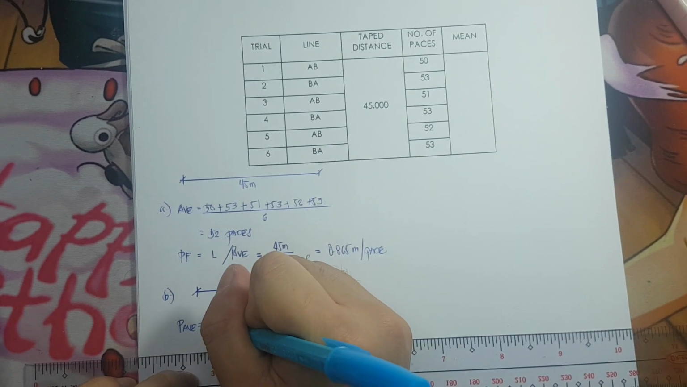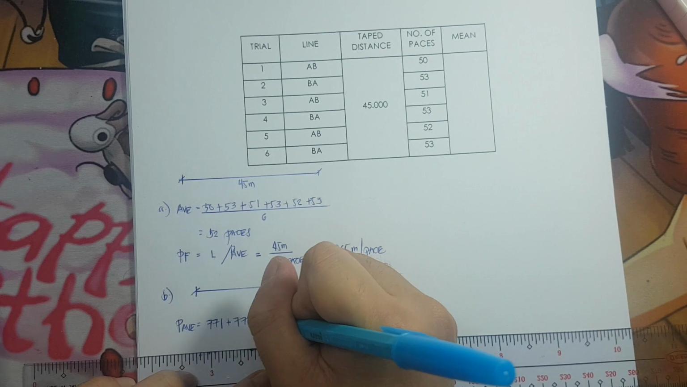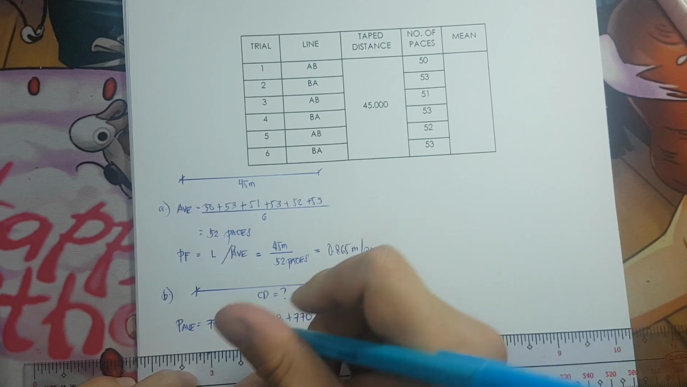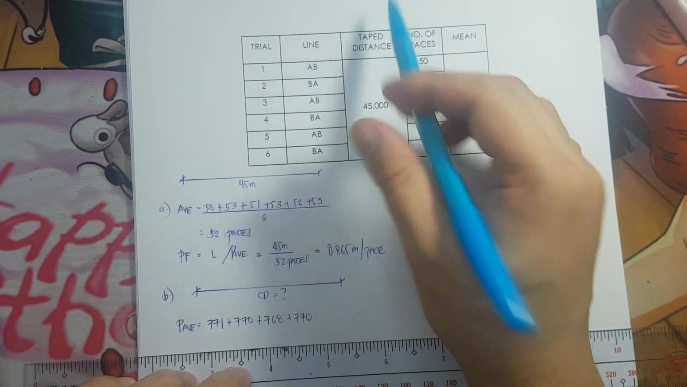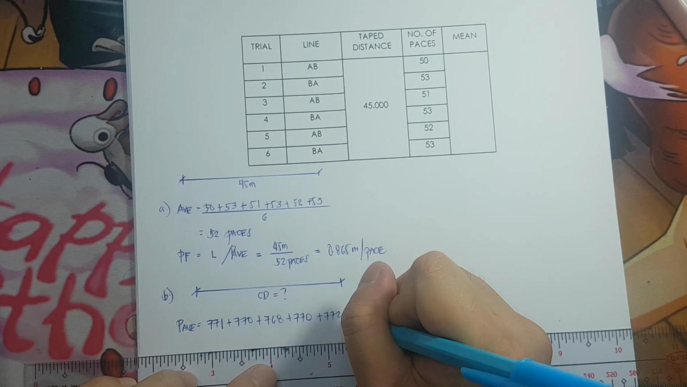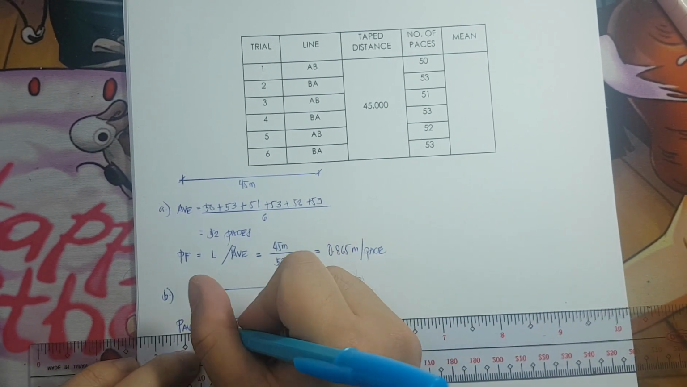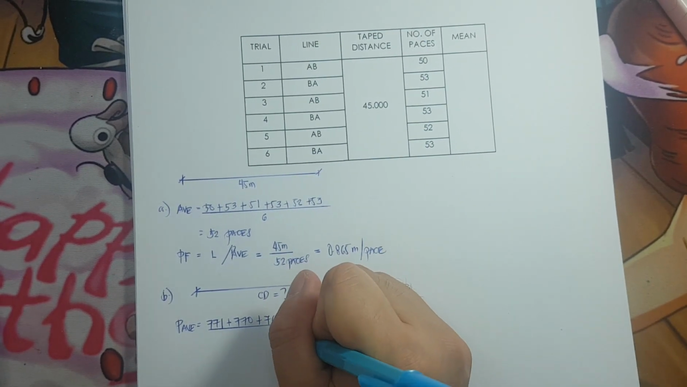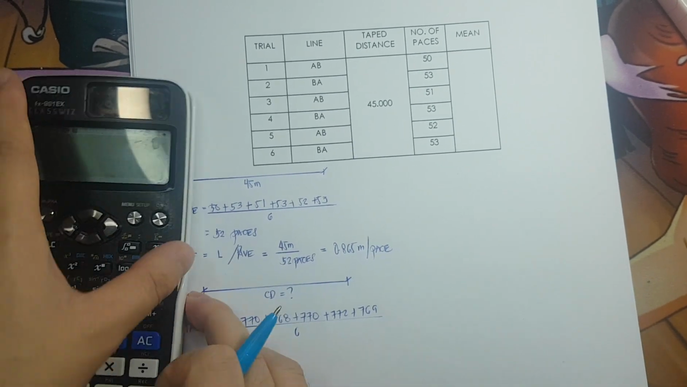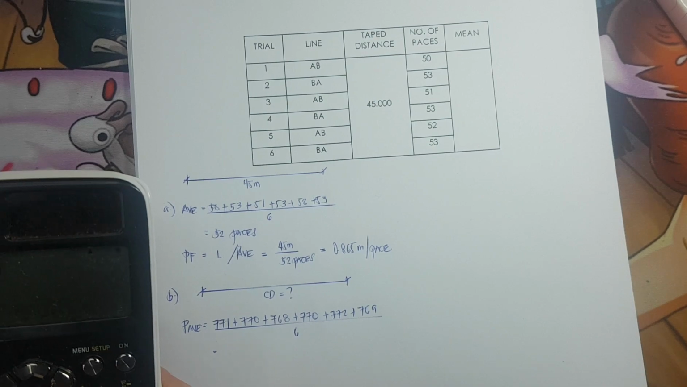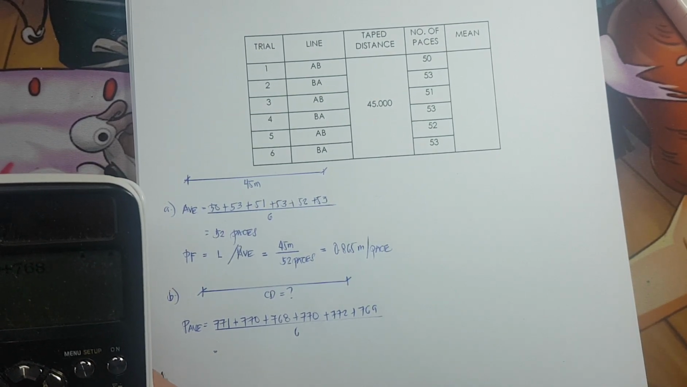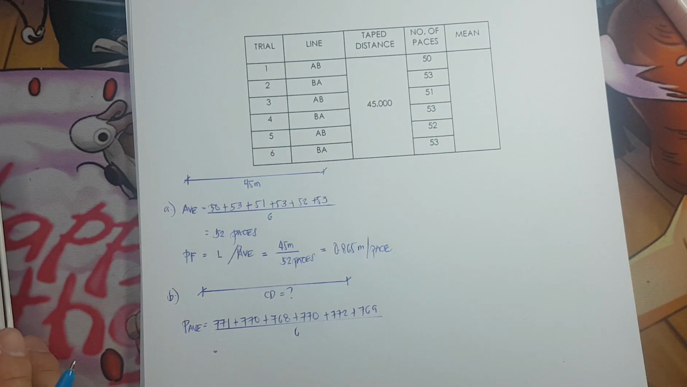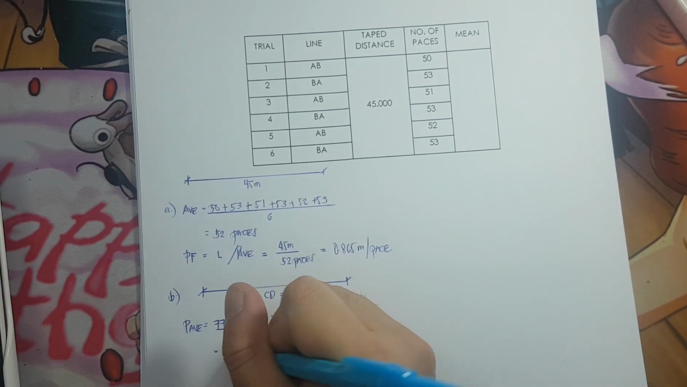771 plus 770 plus 768 plus 770 plus 772 plus 769 divided by 6, since there are 6 values. So the P average is equivalent to 771 plus 770 plus 768 plus 770 plus 772 plus 769 divided by 6. The pace average is 770 paces.